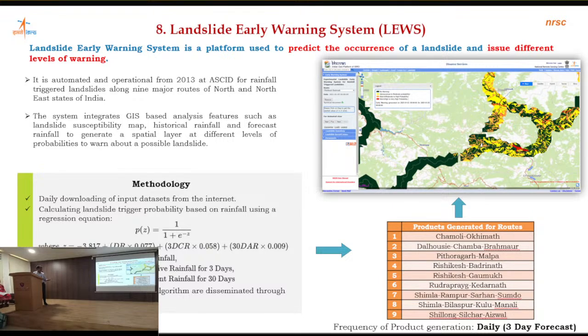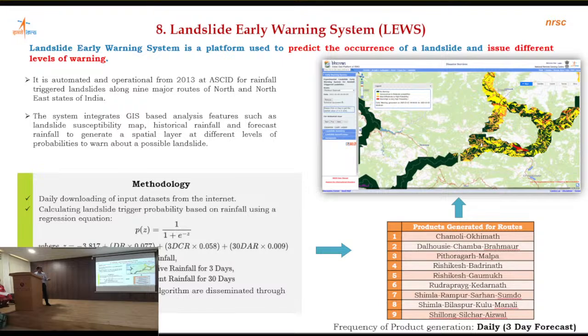Please see this equation. This is a statistical equation, which is a regression formula. It's purely based on the rainfall, because landslides are directly proportional to the rainfall intensity, along with some parameters: slope, aspect, and also the elevation, and the slope is important. So these things are customized into the mathematical model, and then input data has generated the landslide early warning system.